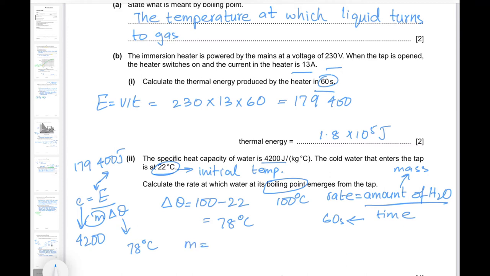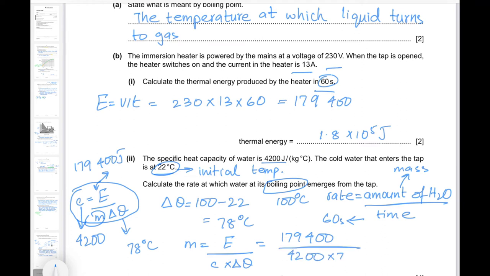And so this mass, again, we'll rearrange the formula of specific heat capacity. It would be equal to energy divided by specific heat capacity multiplied by the change in temperature, which is again 179,400 divided by 4200 multiplied by 78. And then you will divide this by 60 to find out the rate, which will be equal to 9.1 times 10 to the power of negative 3 kg per second. And I say kg per second because you divide the mass by time. Again, the time taken is 60 because this is the time taken to transfer this amount of energy for this amount of change in temperature.